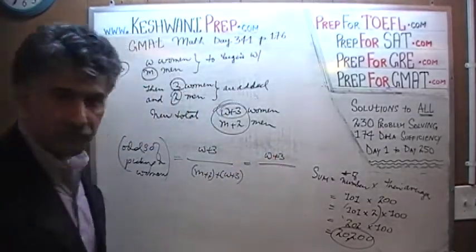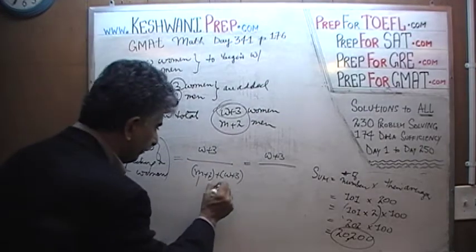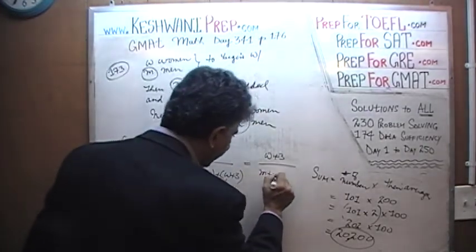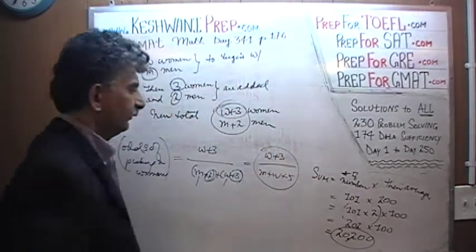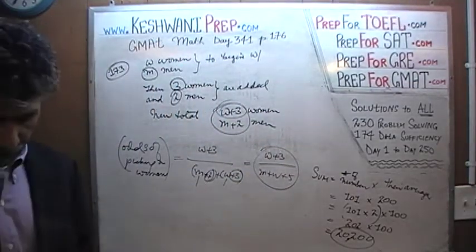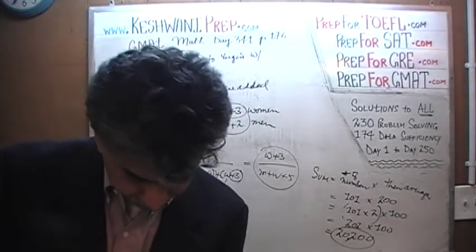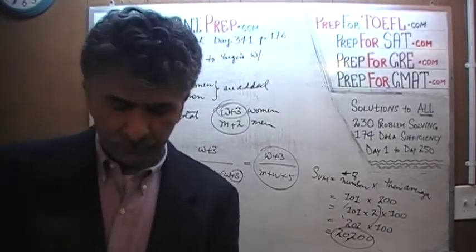And here is the total of men and women together. So M plus W plus 2 plus 3, which is 5. That's all it is. That one was too simple. Let's go to the next one.